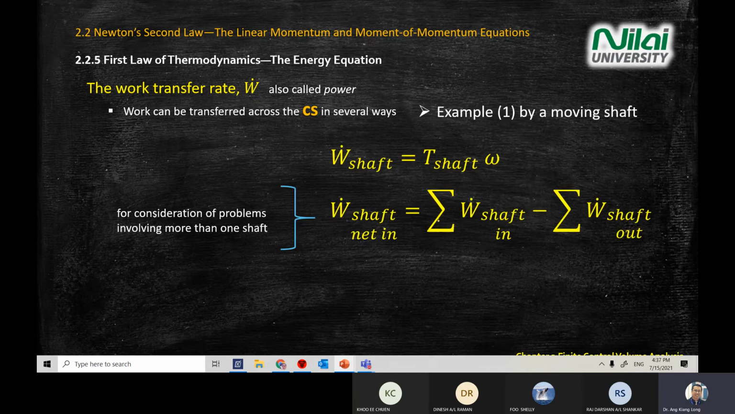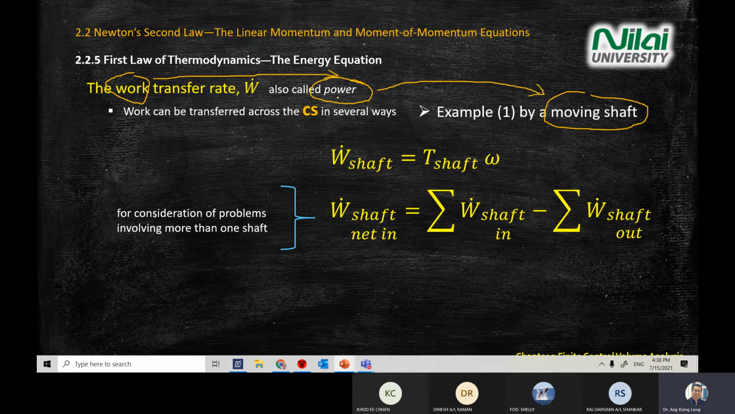Okay. The first way where your power can be done, we already covered: the moving shaft. Second method: you convert the rate of work, W divided by T, to get power. The first example of power, we'll be looking at the case of a moving shaft. If a moving shaft, you use this equation. If you have more than one shaft, you use this equation, which means you calculate the shaft input minus shaft output, input and output.